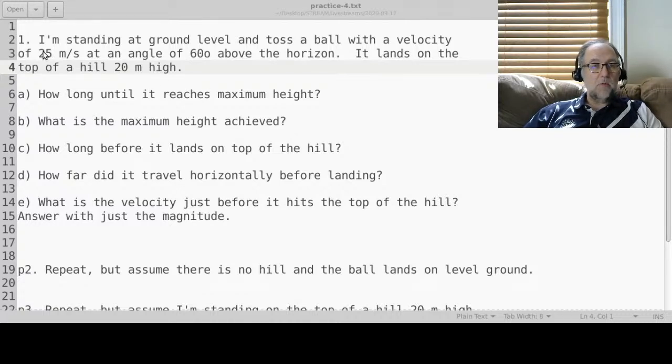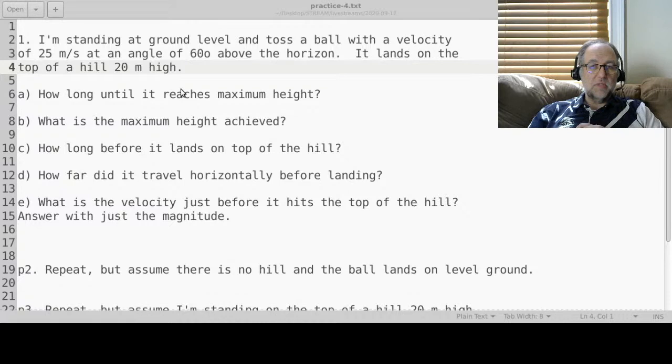So here I go. I'm standing at ground level, and I toss a ball with a velocity of 25 meters per second at 60 degrees above the horizon. I'll draw a diagram and tell you what that 60 degrees above the horizon means. And it lands on the top of a hill, which is 20 meters high.